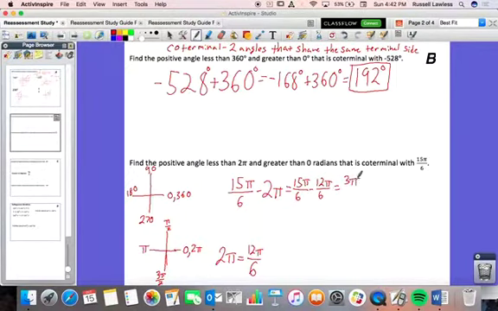pi over 6. Now, it does look like 3 pi over 6 is greater than 0 radians and less than 2 pi, but we can reduce it. When we reduce, 3 and 6 both share a number, which is 3. So that can reduce to pi over 2, and that would be our final answer in terms of coterminal angles.